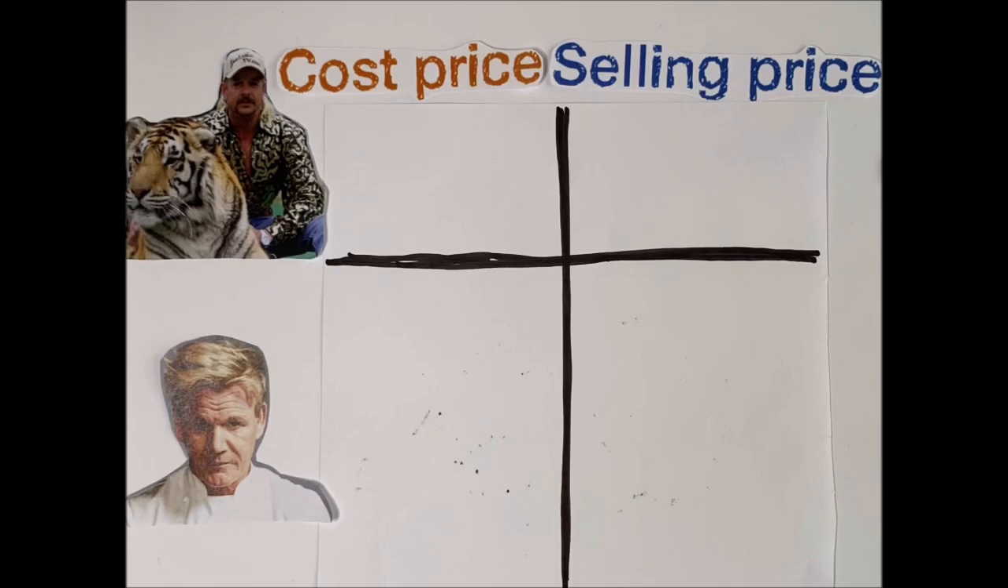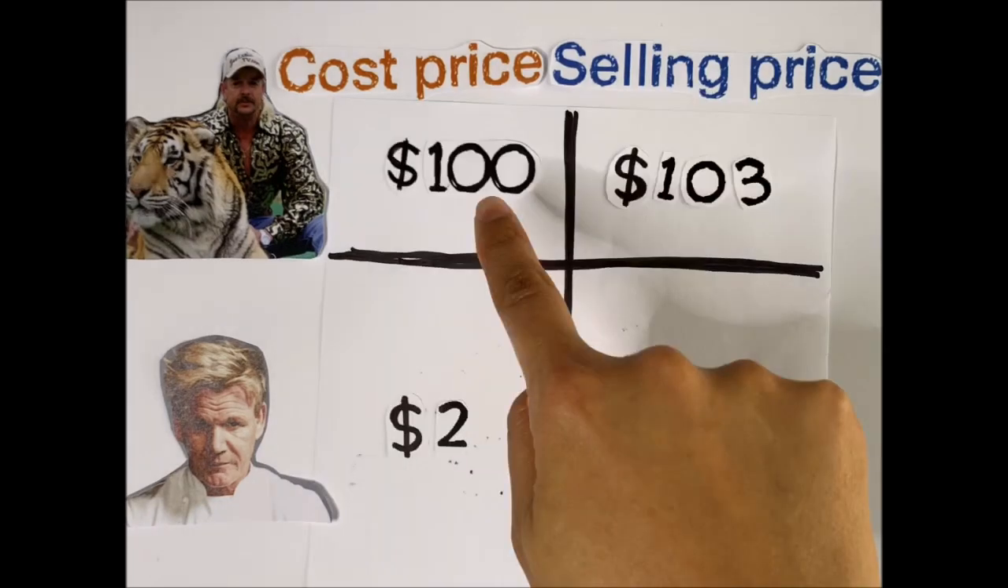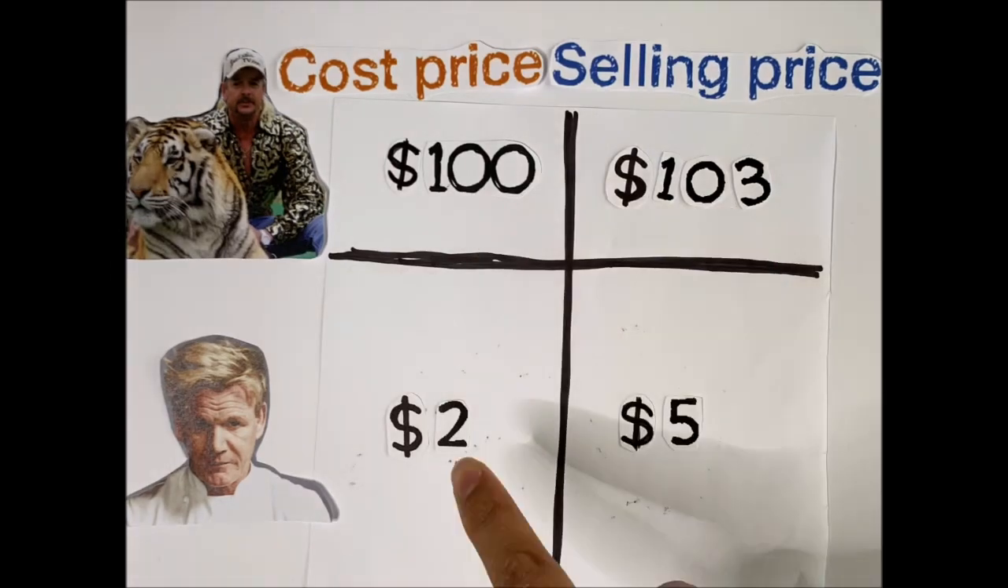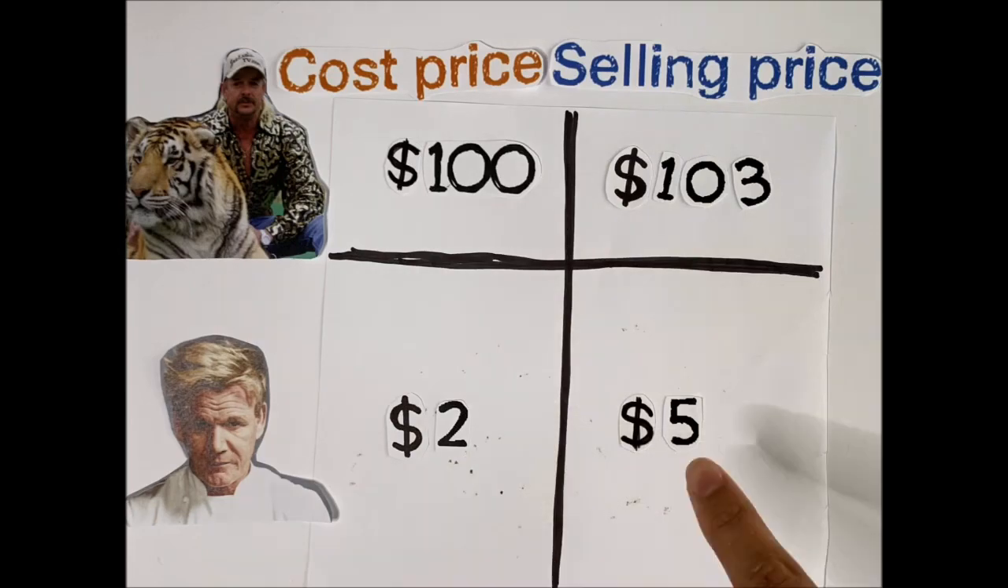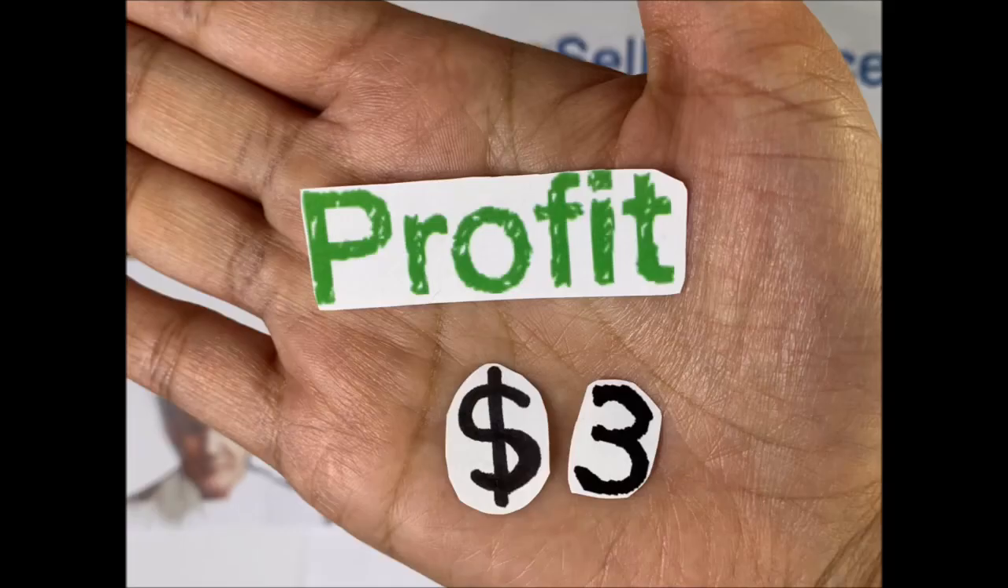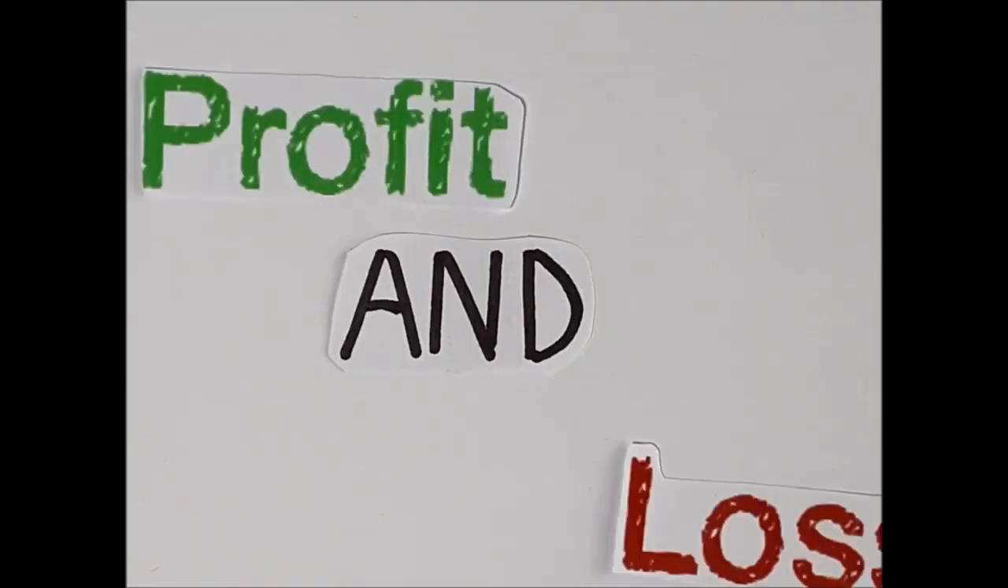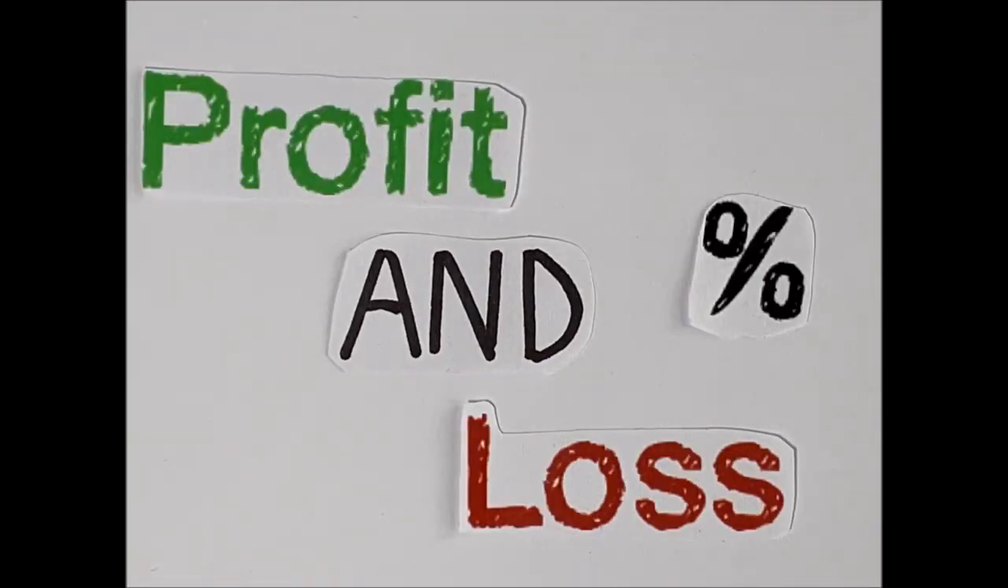Let's use another example. This is Joe, the dodgy guy from Gumtree selling tigers. Let's say it costs him about $100 to raise a tiger, and he sells it for $103. Gordon needs $2 for his ingredients, and he sells his cupcakes for $5, both of them making a profit of $3. What? That doesn't sound right. Did they really make the same amount of profit? I think profit and loss percentages will be able to help us explain this.